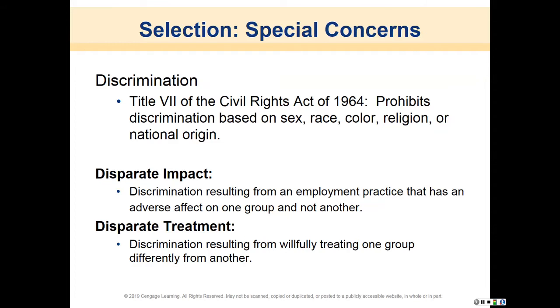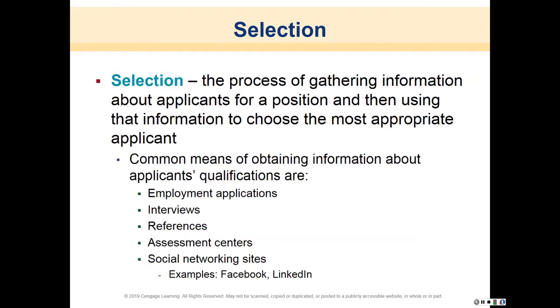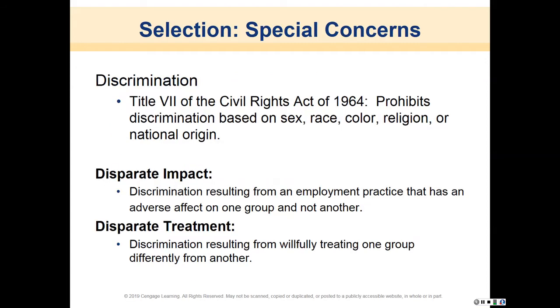So when we do selection, though, we do have some things that we have to consider. One of the big downfalls in the selection process is discrimination. And that's because no matter how hard we try, it is impossible to remove all of these protected classes from consideration when doing this selection process. So Title VII of the Civil Rights Act prohibits discrimination based on sex, race, color, religion, and national origin.